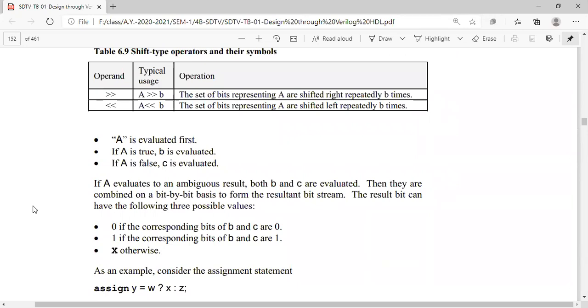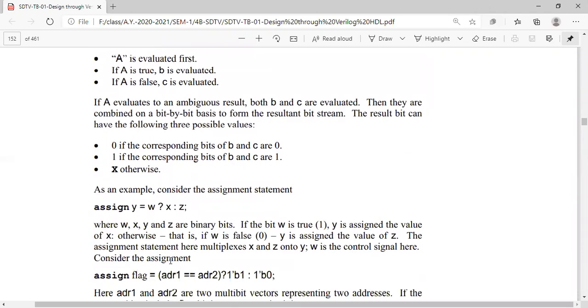While we evaluate B and C, the result bits will be generated based on this condition. For 1 1 it is going to give 1, for 0 0 it is going to give 0, and for 0 1 or 1 0, that means for all other cases, it is going to give the value X in the result, right? Okay. This is very, very important. We close this topic for today.